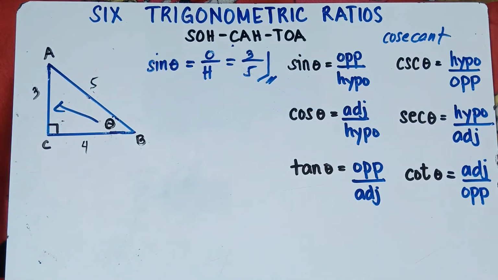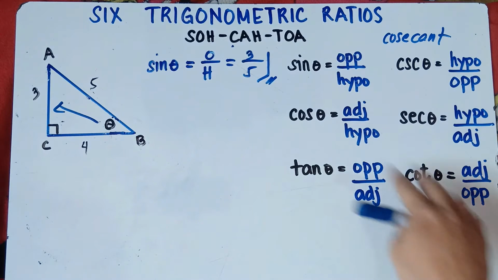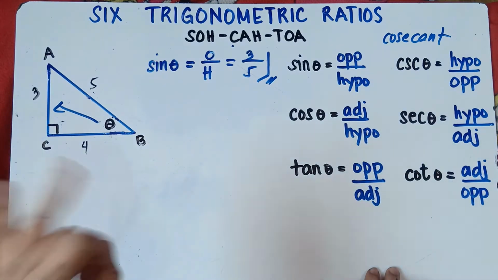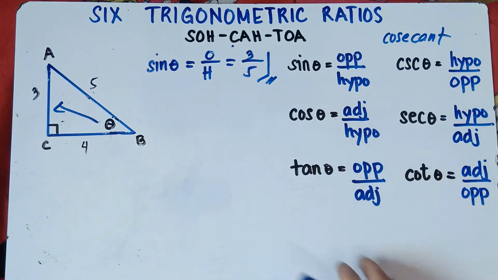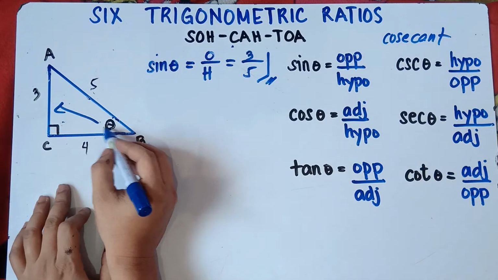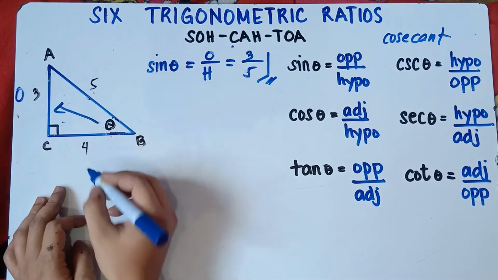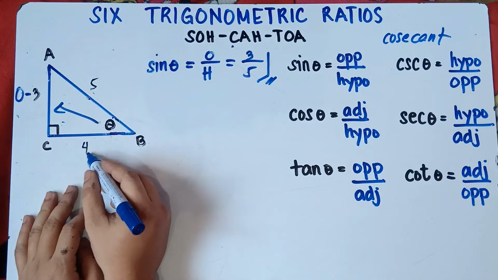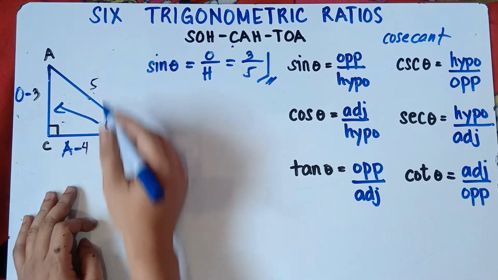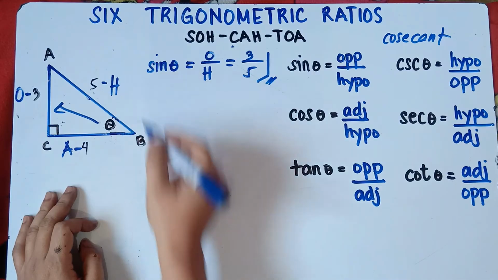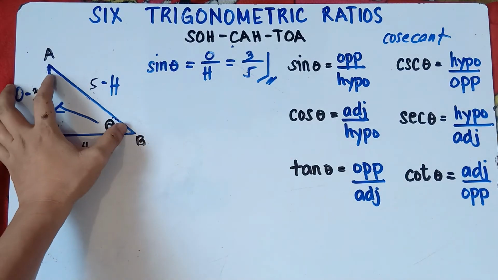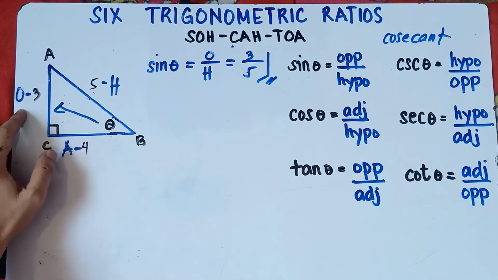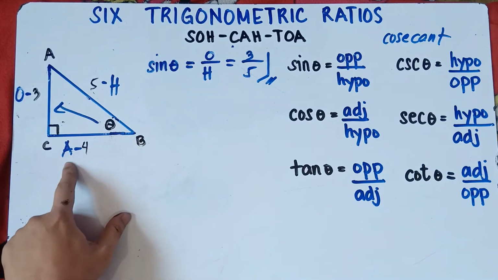Easy, right? If you master the 6 trigonometric ratios, and you know the opposite, adjacent, and the hypotenuse, it's very easy. Once again, opposite of this angle, this is the opposite. And this will be the adjacent. And this one, 5, is our hypotenuse. The longest side is the hypotenuse. Opposite of this angle, that's the opposite. Right next to this angle is the adjacent.